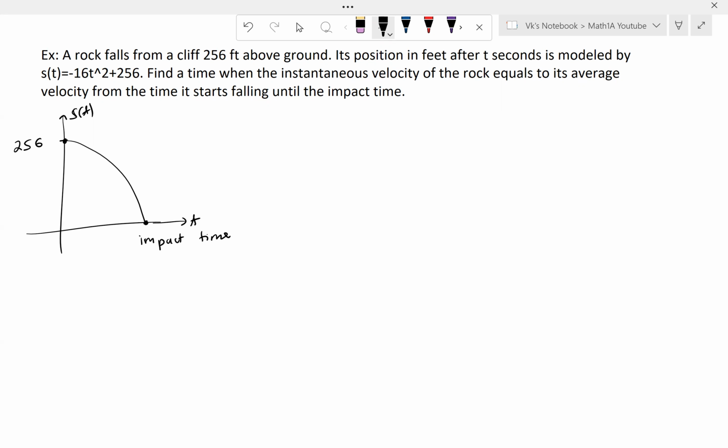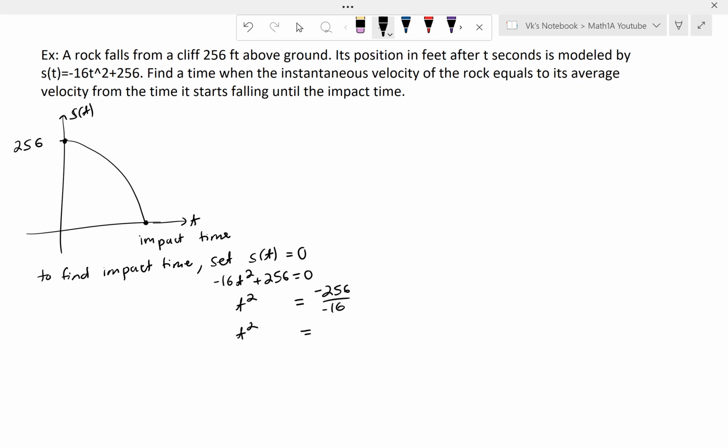Okay, so in order to figure out the impact time, we just set the position function equal to 0. Set s(t) equal to 0 and solve for t. -16t squared plus 256 equals 0. t squared is -256 over -16. So t squared is 16, and therefore t is 4.